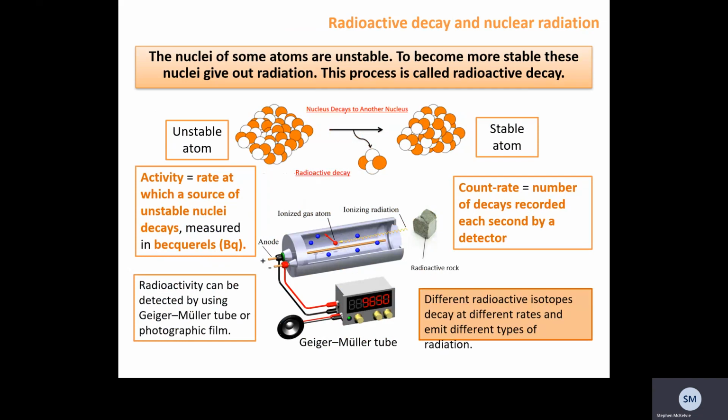Nuclei of some atoms are unstable. So this is an unstable atom. We can also call this the parent nucleus. To become more stable, it gives out radiation. So the nucleus decays and it releases some kind of radioactive particle, or in the case of gamma radiation, some energy. It decays to form another nucleus, which is more stable. Now, this can either mean that you have a new type of atom. So if this is carbon 6, 12 and undergoes some kind of decay, it could turn into a new atom, or it could just release energy and stay the same kind of atom, carbon 6, 12.